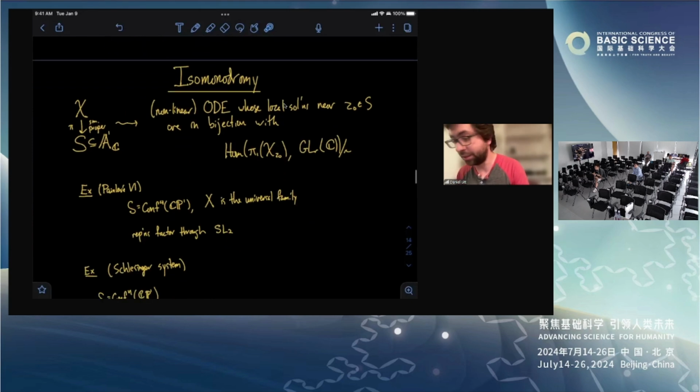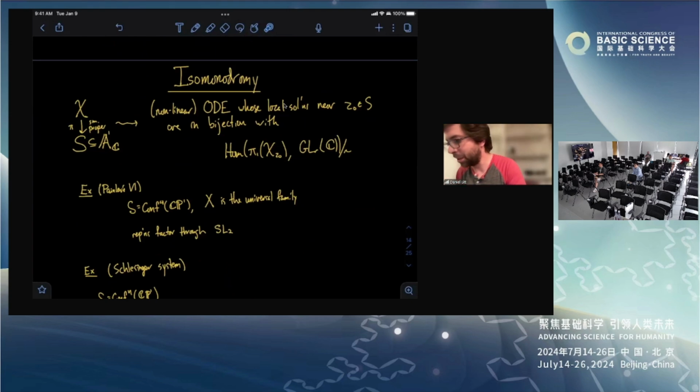So let me give you a couple of examples. Painlevé VI is what you get if you take S to be the configuration space of 4 points in P1. If you take the ordered configuration space, that's P1 minus 0, 1, and infinity. X is the universal family of P1s with 4 marked points. And you only look at representations which factor through SL2.